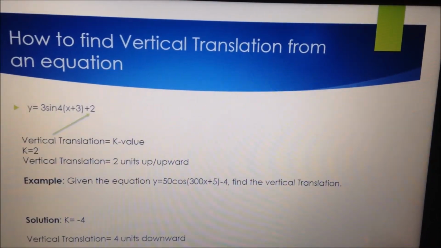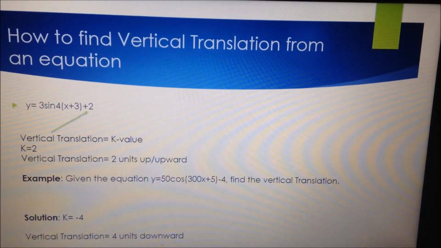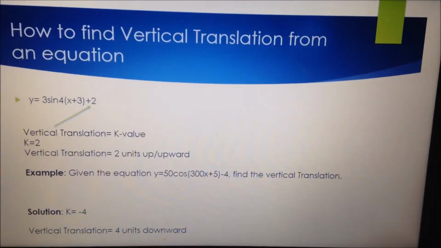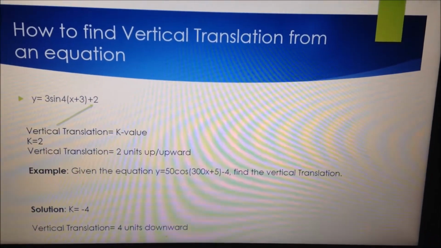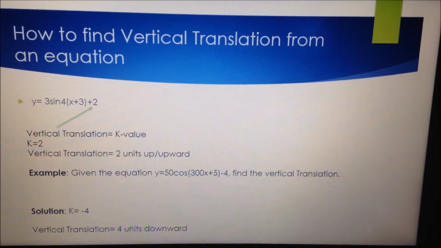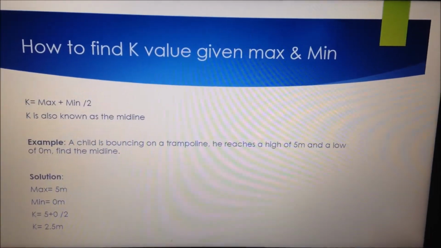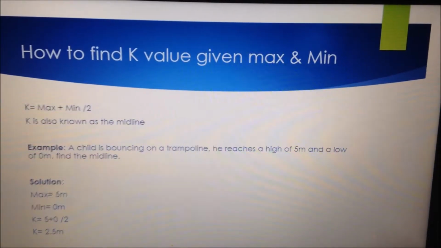So let's look at the example. Given the equation y equals 50 cos 300x plus 5 minus 4, find the vertical translation. Well, the k value in this is negative 4, and therefore we know our vertical translation is going to be 4 units downward.